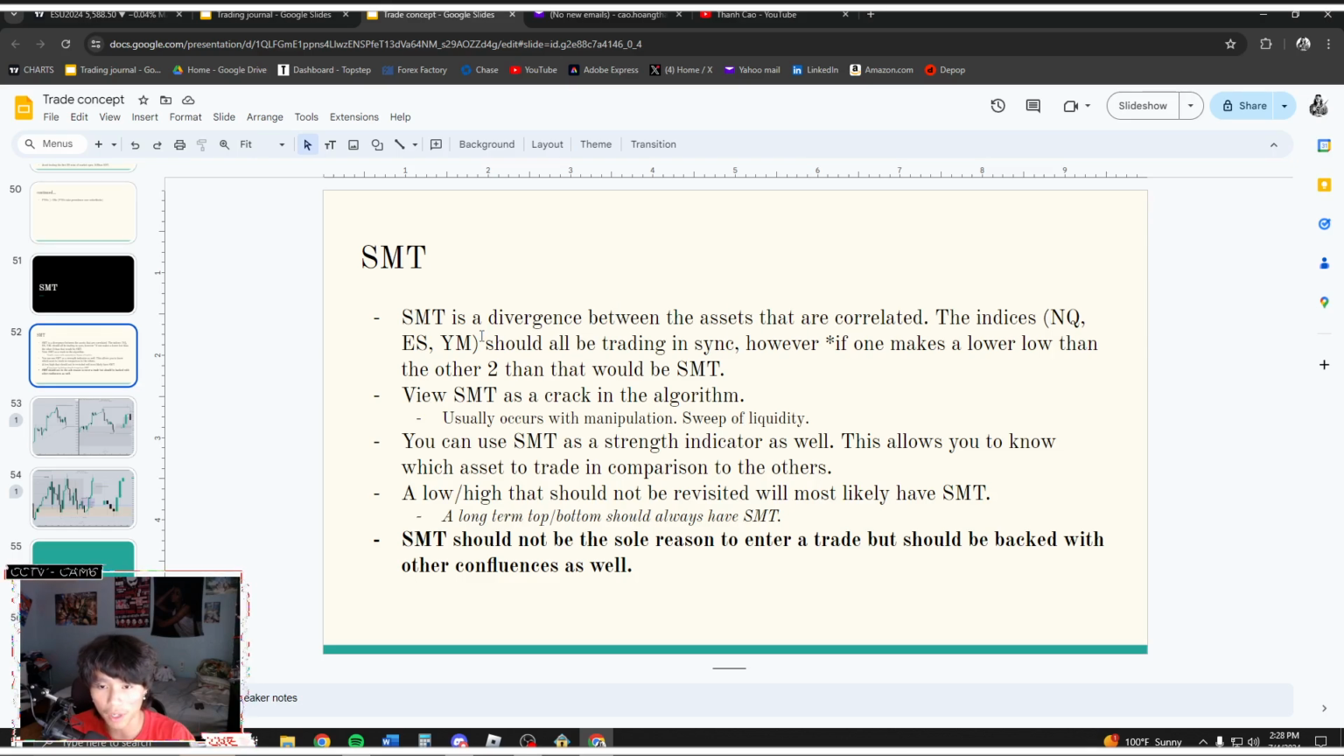NQ, ES, and YM, those three are in correlation with each other. So those three should be trading in sync. If markets aren't manipulated, they should always be trading in sync. So when ES is going higher, NQ and YM should be going higher, and vice versa. If NQ is going higher, ES and YM should be going higher.